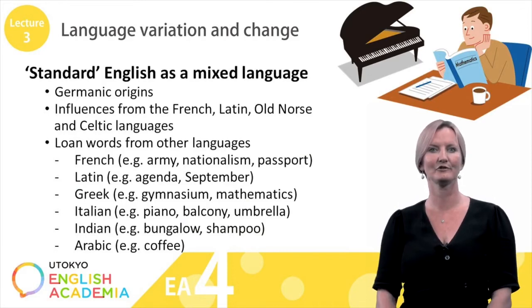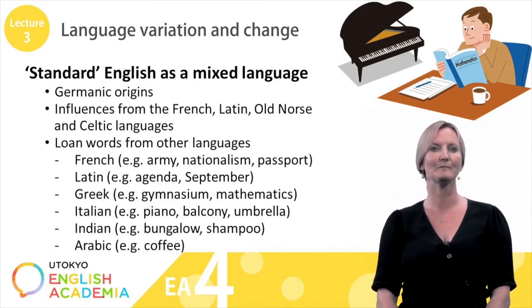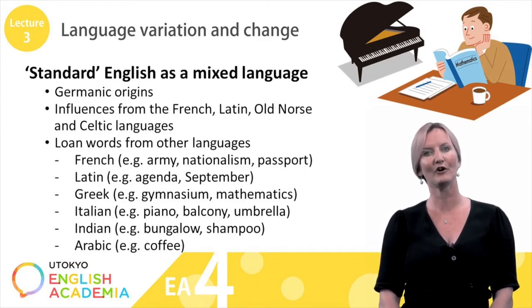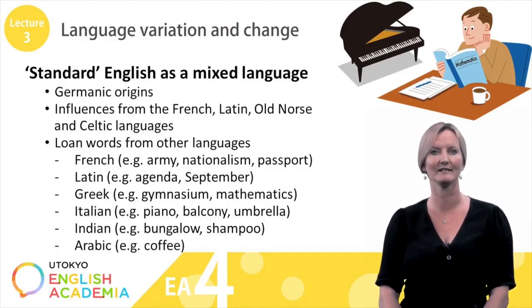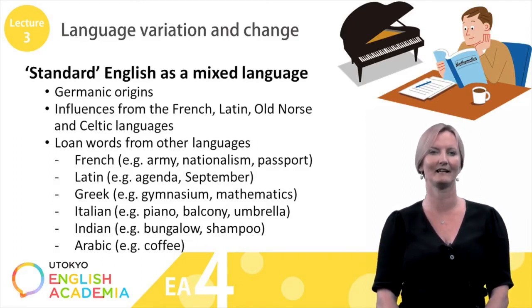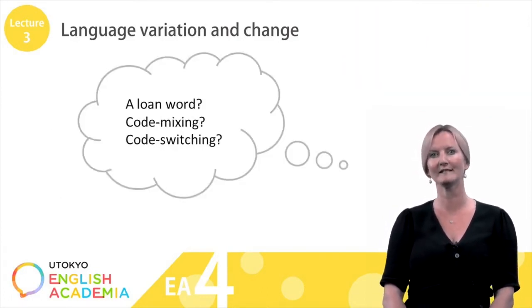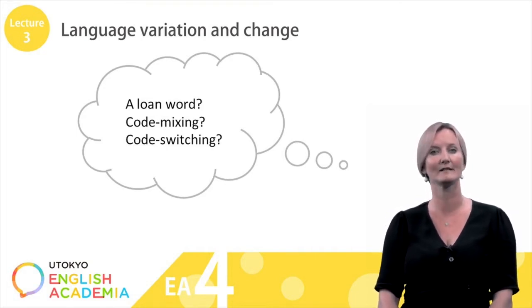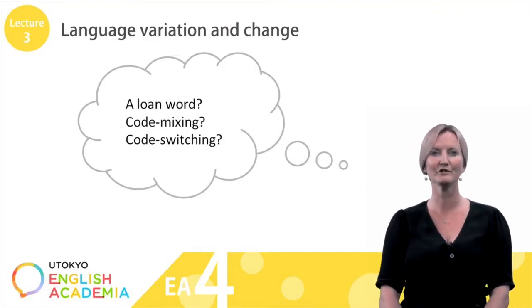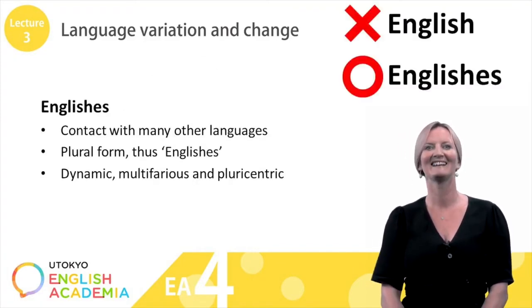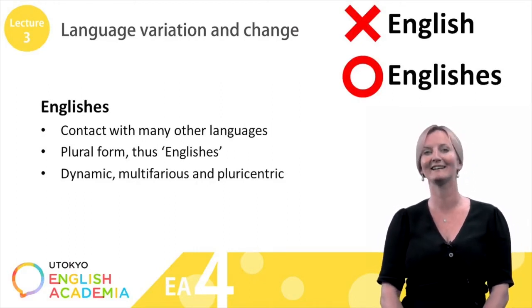As discussed in Lecture 2, in some ways, Standard English is a mixed language with Germanic origins, but has strong contact influences from French, Latin, Old Norse and Celtic languages, and loan words from many other languages. It is important to point out that it is often difficult to determine if an item is a loan word or a result of code mixing or code switching, which is common in multilingual settings. Most languages are in contact with others, but English is so more than any other.